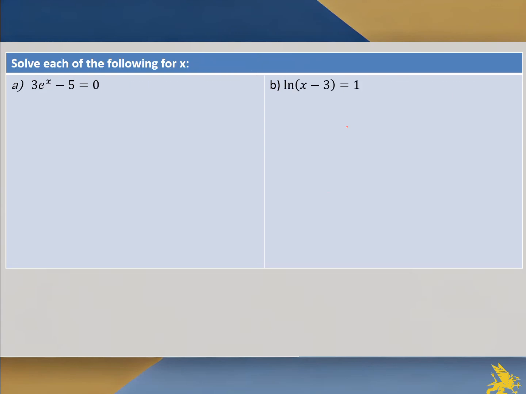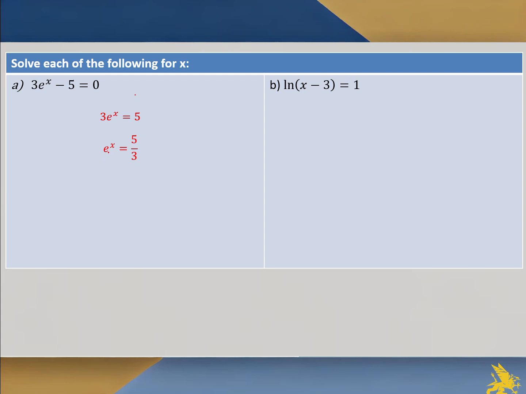Next, we have our solving equations, and this is literal equations. So the first step that we are going to do is look at 3e to the power of x, take away 5 equals 0. Now with this, it's exactly what we've always done, is we plus 5 and then we divide by 3. We are getting the e exponent by itself.